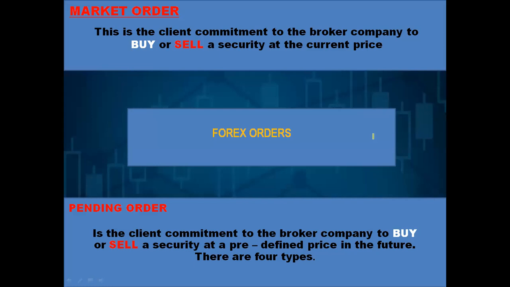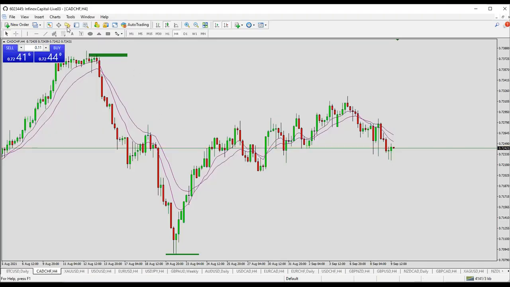Market orders, because you want to be buying and selling in the market. This is the client's commitment to the broker company to buy or sell a security at the current price. This one involves some practical, which I'll be doing on Friday as well, but I'm going to take a little look here. Let's say this is CAD CHF like we have here. I want to buy or sell. Let's say I want to sell at the current market price, which is 0.72412.